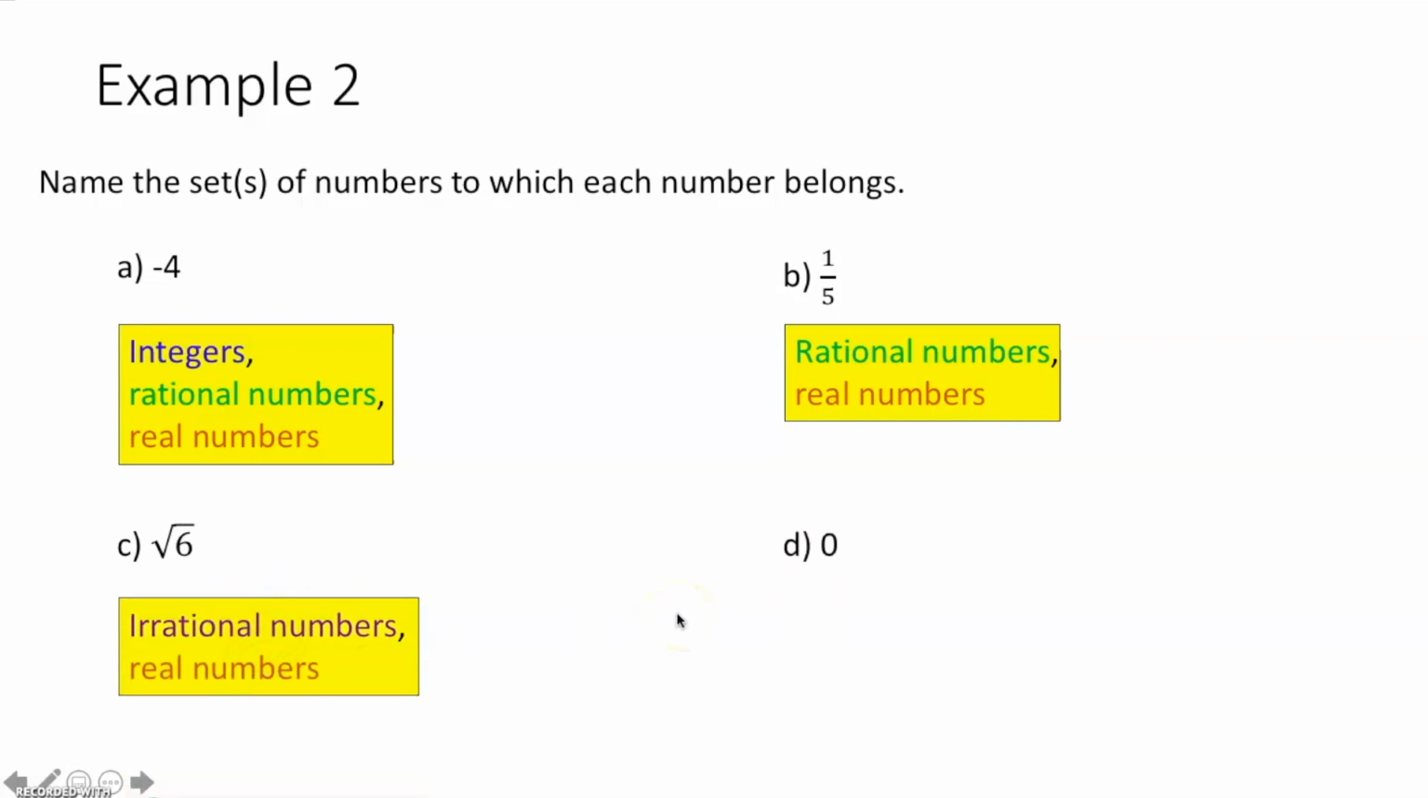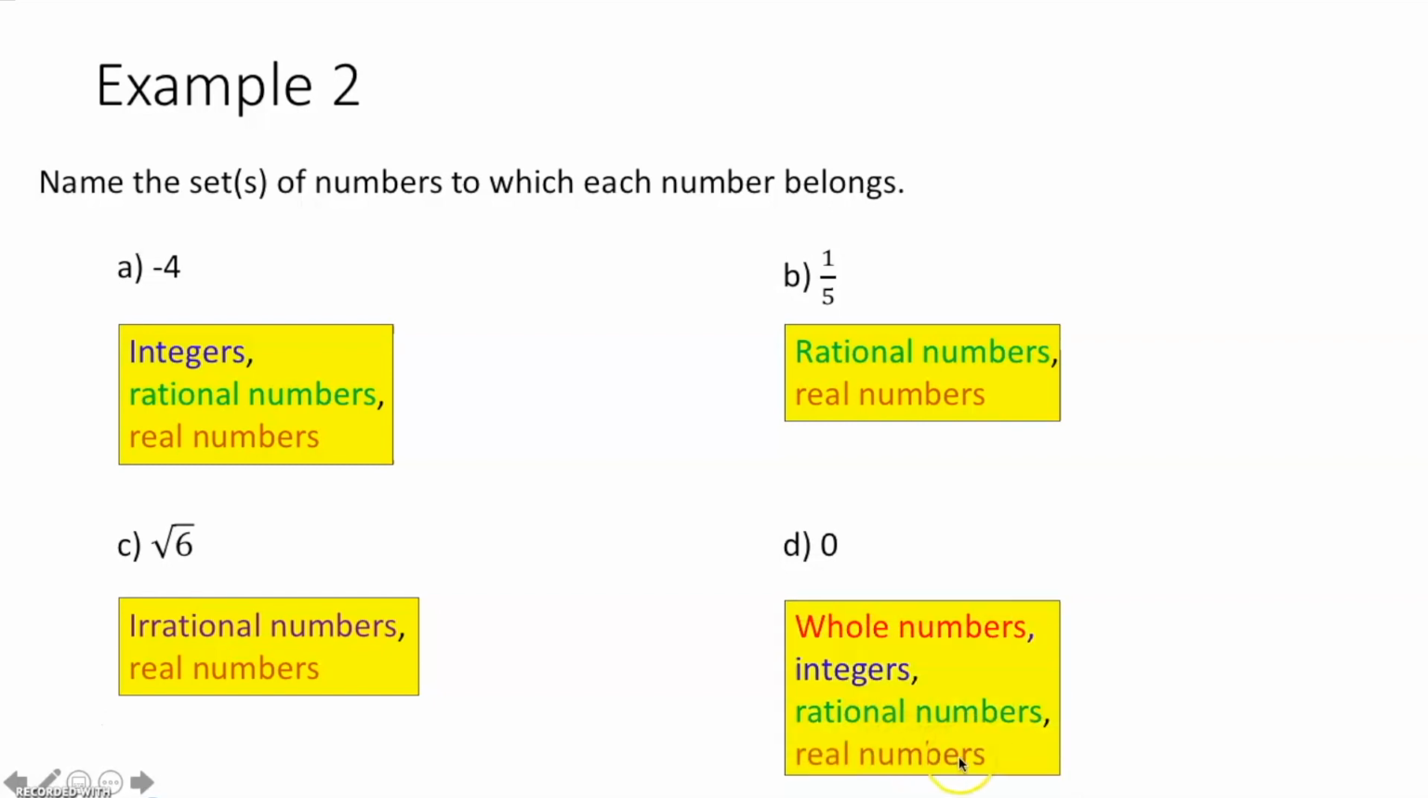Lastly, we have 0. 0 is not included in the set of natural numbers, but it is included in the set of whole numbers, right? Whole numbers are just natural numbers plus 0. So we have whole numbers. We know whole numbers are included in the set of integers, which are included in the set of rational numbers, which are included in the set of real numbers, the overarching set of real numbers.